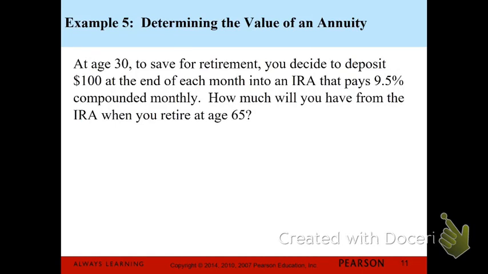So example 5 says, at age 30, to save for retirement, you decide to deposit $100 at the end of each month into an IRA that pays 9.5% compounded monthly. How much will you have from the IRA when you retire at age 65? So we're doing $100 at the end of each month. So that tells me that we're going to use this formula.